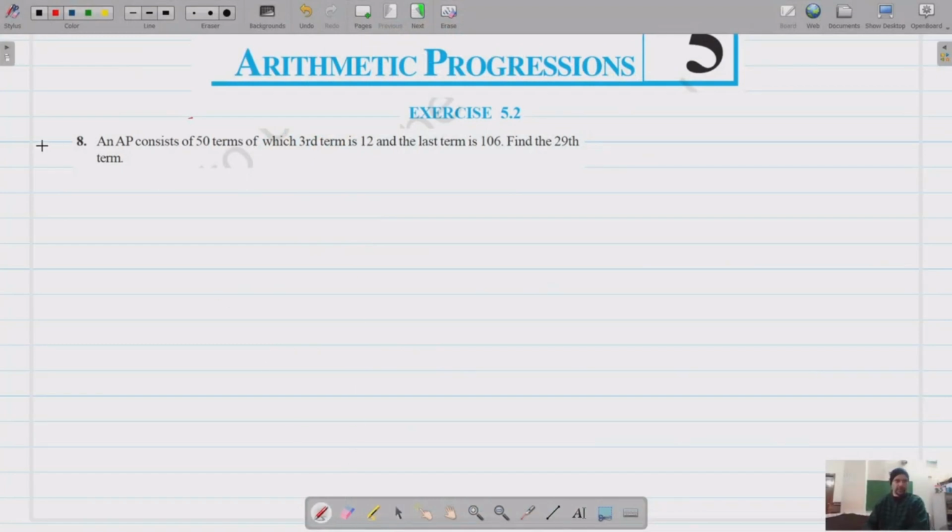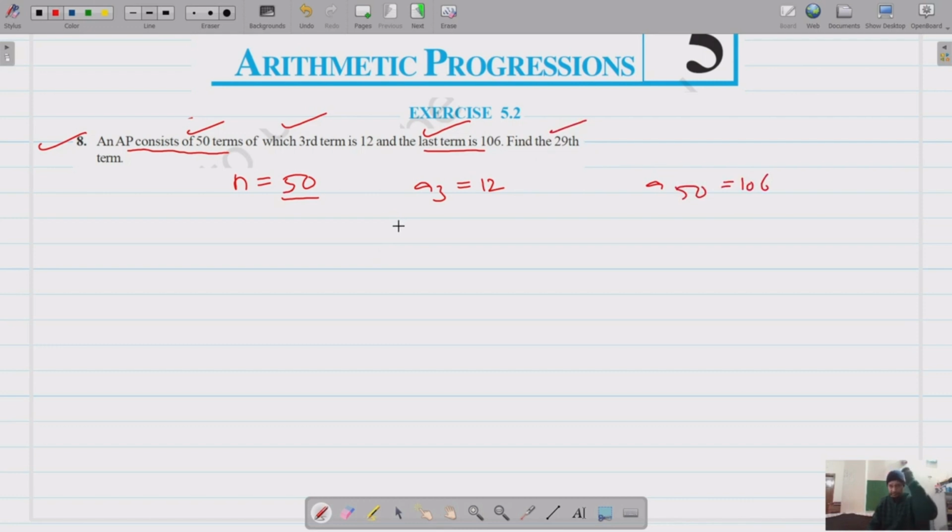Okay, so for question number 8, an AP consists of 50 terms. That means the number of terms is 50, of which the third term is 12, and the last term is 106, meaning the 50th term is 106, and we have to find the 29th term. So for this, we have to find a and d. So a3 is a plus 2d, this is our equation 1, and a50 is a plus 49d, that is our equation 2.